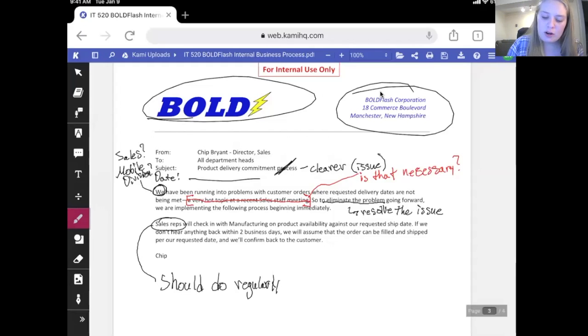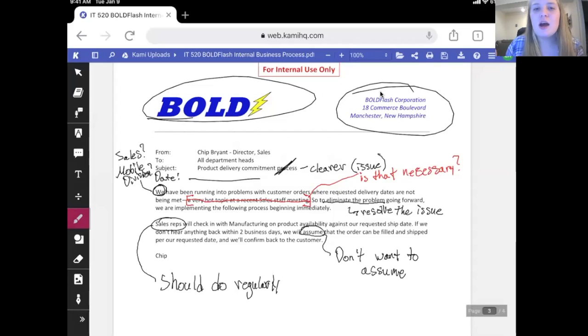If we don't hear anything back within 2 business days, Chip says we will assume that the order can be filled and shipped. However, assuming is never good in the workplace. There's that old saying, when you assume, you make an ass out of you and me. That applies. We don't want to assume.